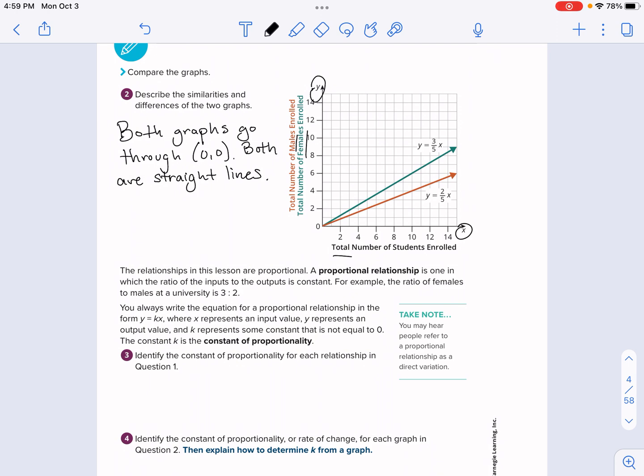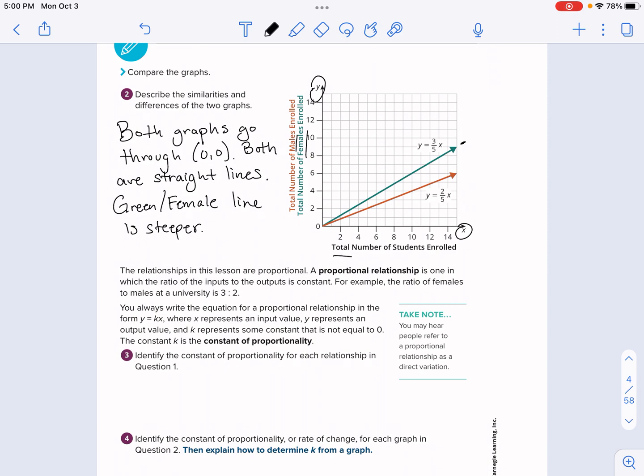Okay. And then, right, one is obviously steeper than the other one, or more vertical compared to horizontal. So here we know that what's in this green color, that is representing female students, is a little bit steeper. So we're going to say the green, female line is steeper. Okay, right, so steepness is an important idea for this topic.